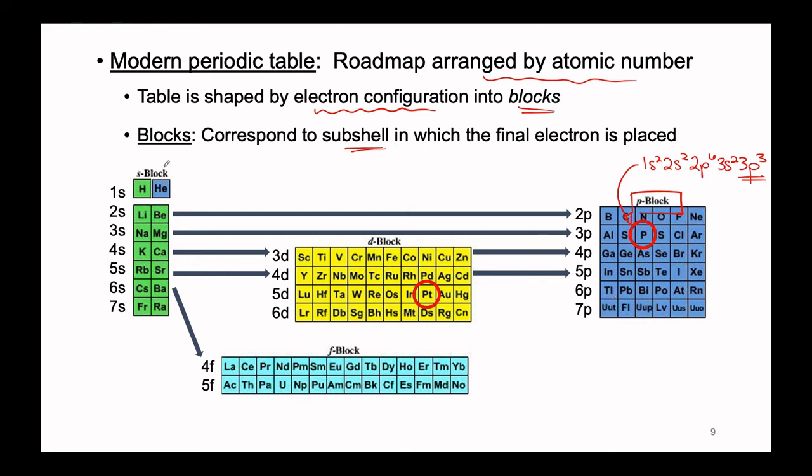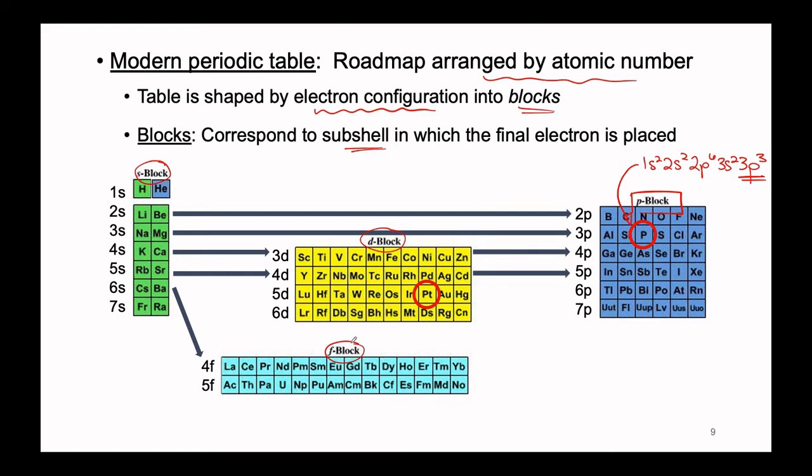And the same thing can be said for the s block, which is here on the left, where each of the final electrons is an s electron. The d block, which is in the center, all of their final electrons are also d electrons. And the f block, which tends to hover underneath the periodic table, each of these elements' last electrons is an f electron.